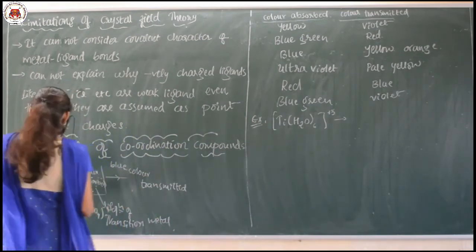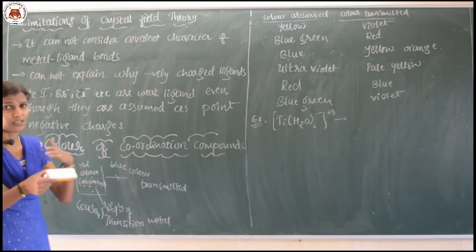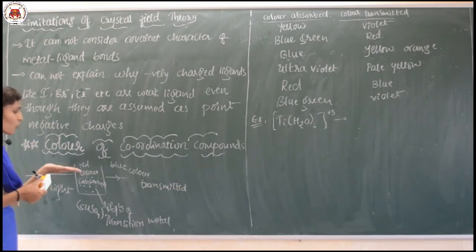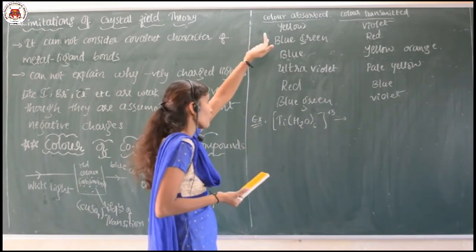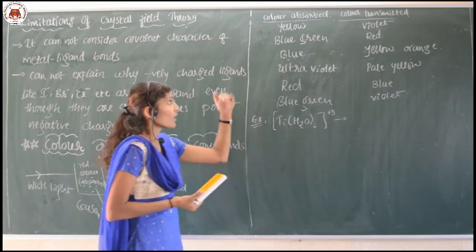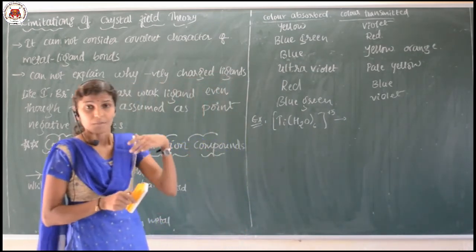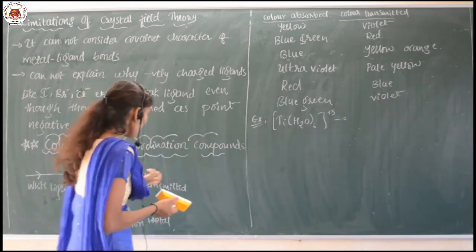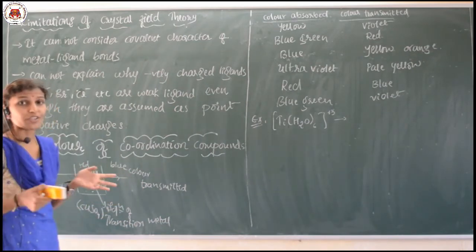See here, we are passing a white light. White light, as you know, consists of different electromagnetic radiations, the 7 colors. Any one of those colors may be absorbed: it can absorb yellow, blue green, blue, ultraviolet, red, like this. If one is absorbed, then one of the colors is transmitted. So we can say here that the transmitted color and the absorbed color are complementary with each other.